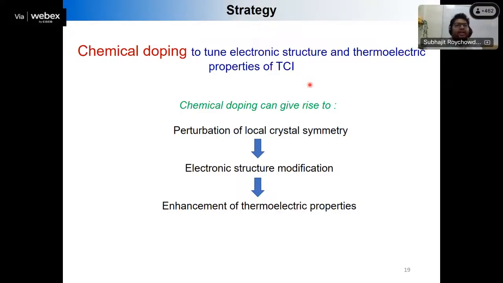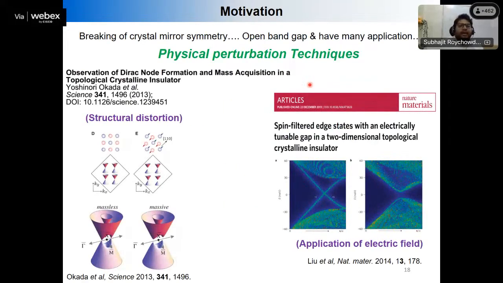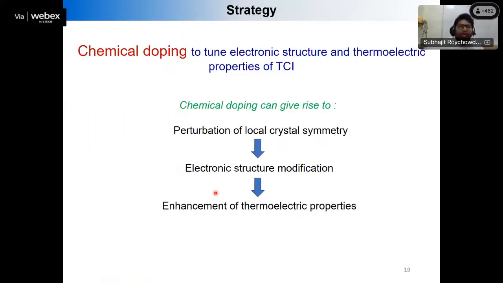That's why we thought, can we use a simple chemical doping strategy? Because when you talk about physical perturbation techniques, you need either synchrotron-based HTM or angle-resolved photoemission spectroscopy, so you need special expertise to do that. So we thought, can we use simple chemical doping, a lab-based technique? Because chemical doping can give rise to a perturbation to the local crystal symmetry, and it can modify the electronic structure, and it will enhance the thermoelectric properties.